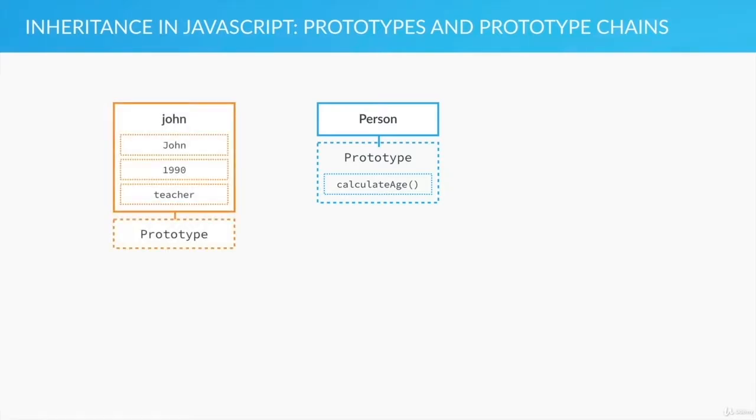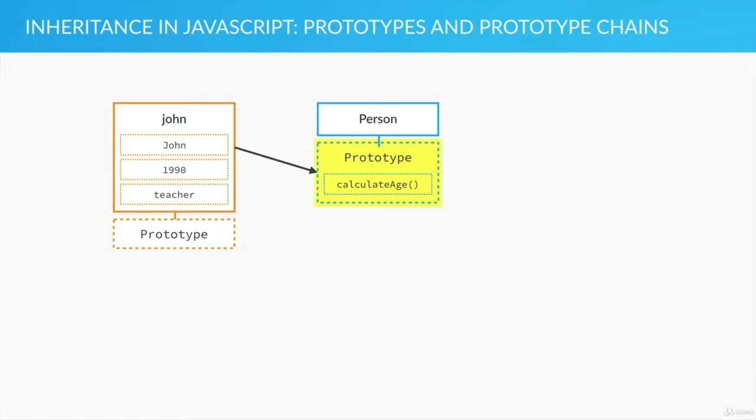Now, if we want John to inherit a method or a property from the person object, we have to add that method or property to the person's prototype property, just like we see it here. So in this example, we have the calculate age method in the person's prototype property, and therefore John inherits the method and can then call it. And any other object created by the person constructor would inherit this method as well.